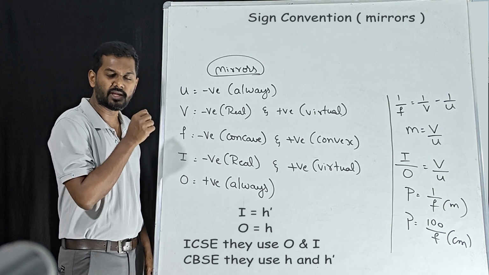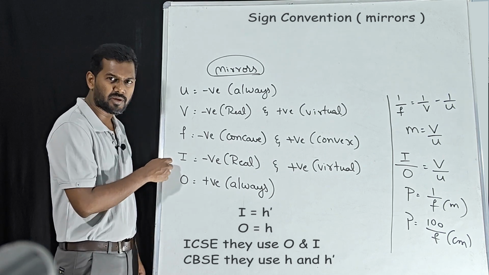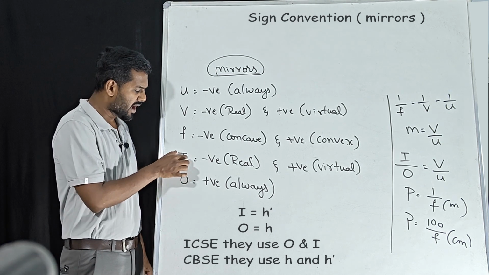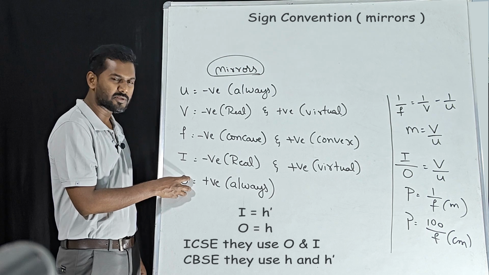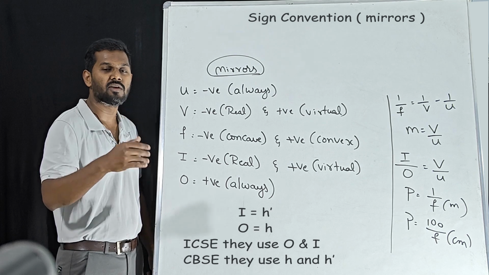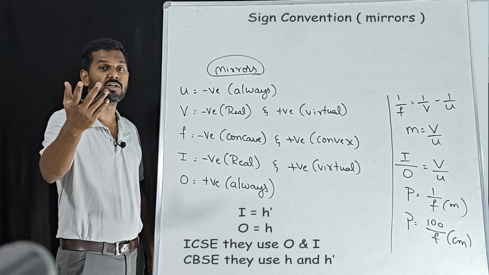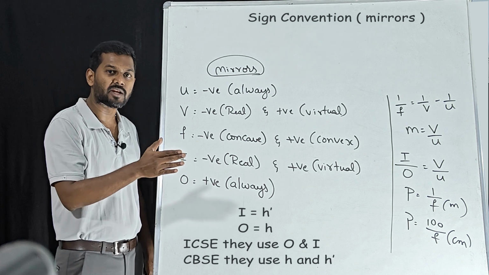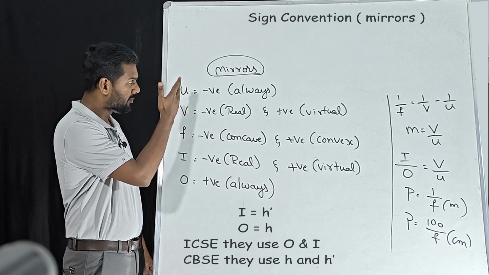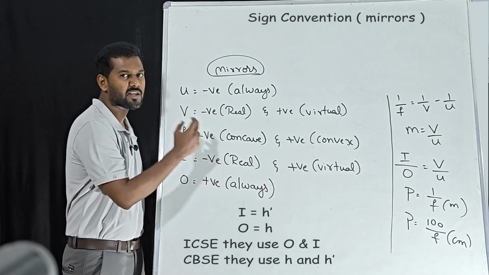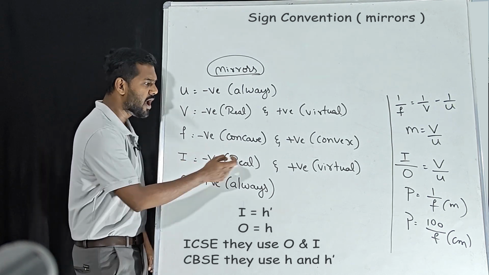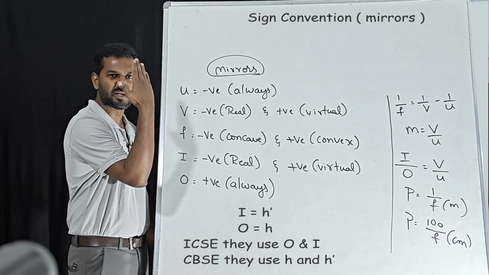Next, I. I means height of the image. In CBSE, I will be taken as H dash and O will be taken as H. But here in ICSE, I represents height of the image and O represents height of the object. They can give the height or size of the image, or they can tell you the length of the image. Whenever they tell the length of the image, you have to take it as the height or size of the image only. In mirrors it is always negative if it is real, because a real image is always inverted. Anything towards the downward direction is negative, and it is positive if it is virtual, because it is erect.